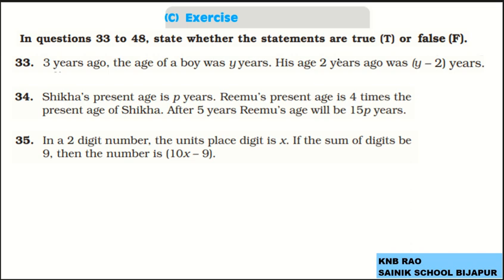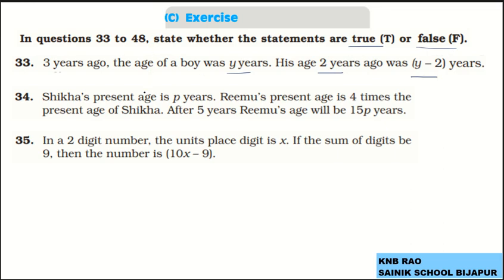Now, coming to question number 33. Questions from 33 to 48 are true or false type. You need to answer with the appropriate answer, true or false. So, question number 33: 3 years ago the age of a boy was y years. His age 2 years ago is y minus 2 years.